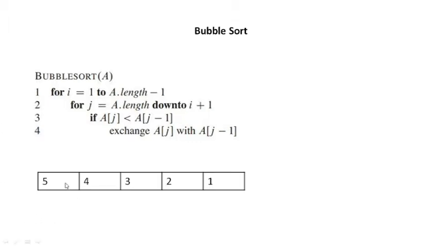This is the example of the bubble sort algorithm where I've taken 5 elements, 5 4 3 2 1, and we have to sort it in ascending order. It's in descending order.